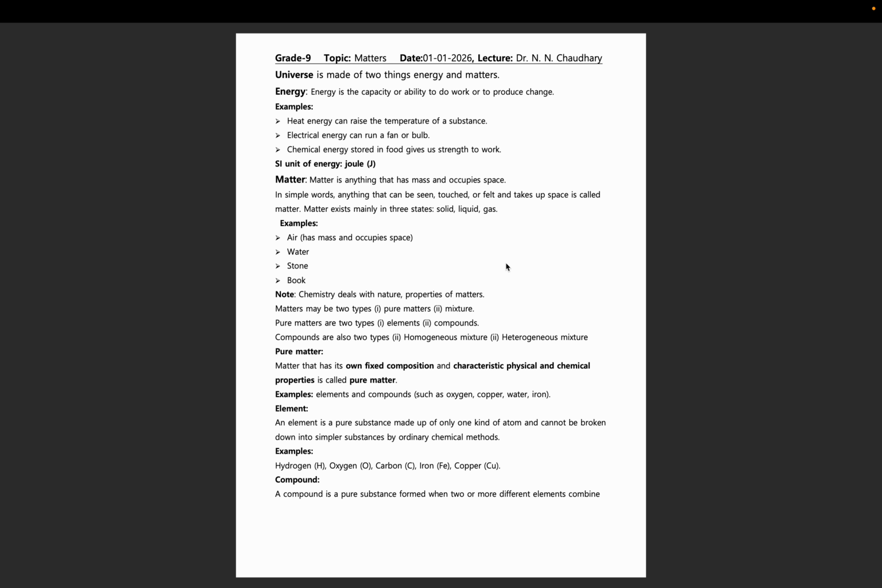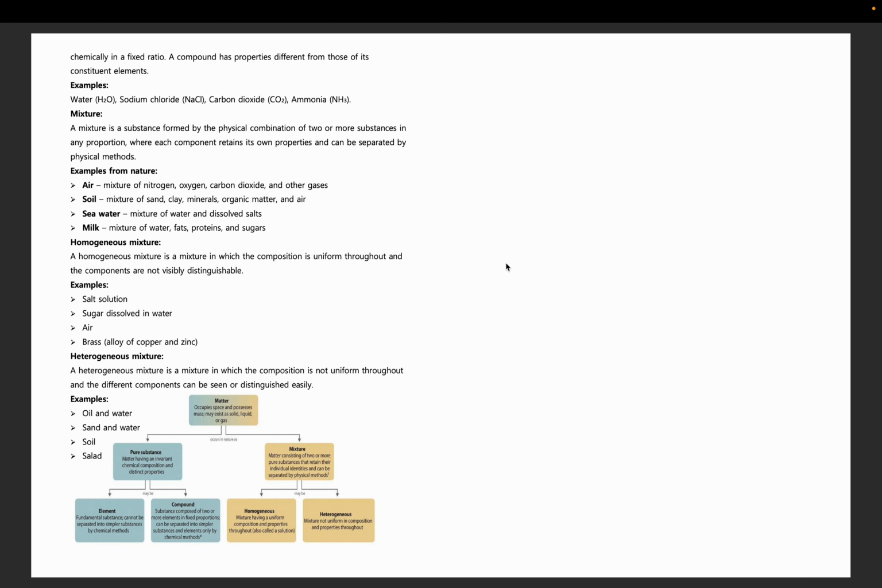What is the definition of an element? An element is a pure substance made up of only one kind of atom and cannot be broken down into simpler substances by ordinary methods. For example, hydrogen, oxygen, carbon, iron, gold, copper: these are elements. Compound.